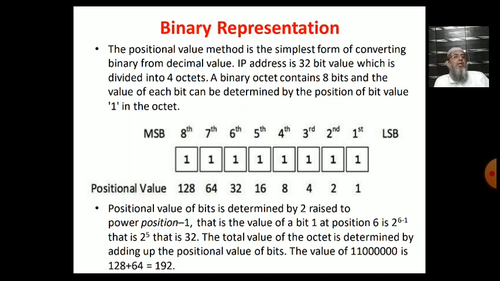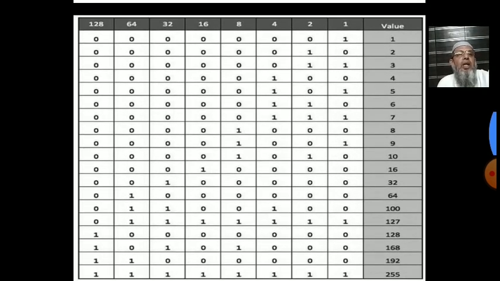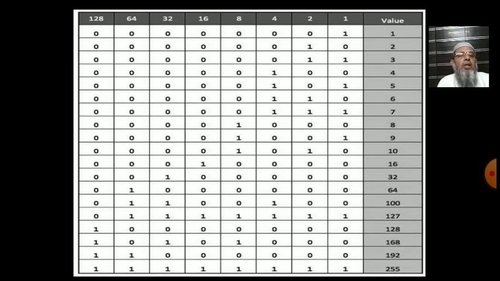We'll calculate all these things, then we'll come to 255. So this is 2 raised to the power position minus 1. If it's on the 8th position, the MSB, it is 2 raised to 8 minus 1, that is 2 raised to 7, and the value will be 128. So if you keep the positional values in mind, then we can calculate things very easily.